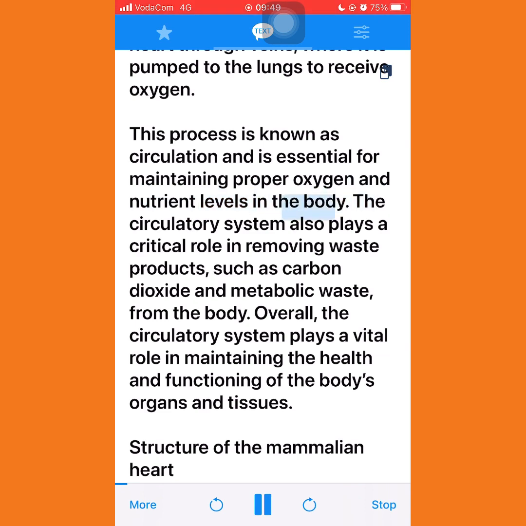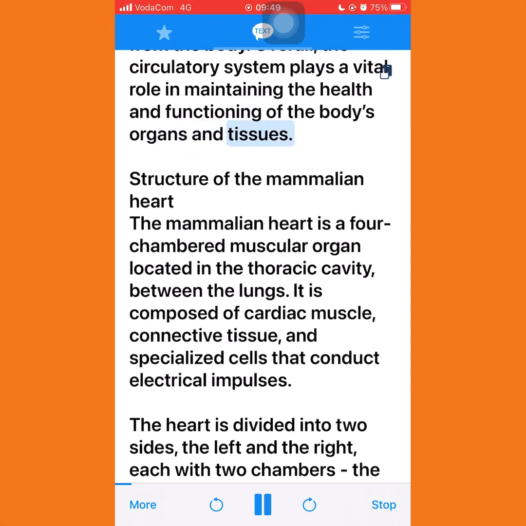in the body. The circulatory system also plays a critical role in removing waste products, such as carbon dioxide and metabolic waste, from the body. Overall, the circulatory system plays a vital role in maintaining the health and functioning of the body's organs and tissues.